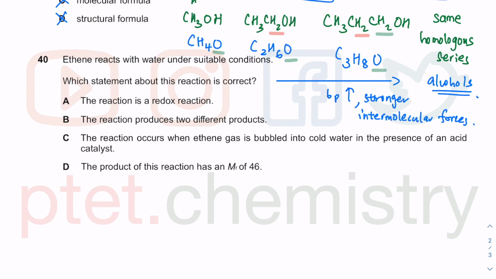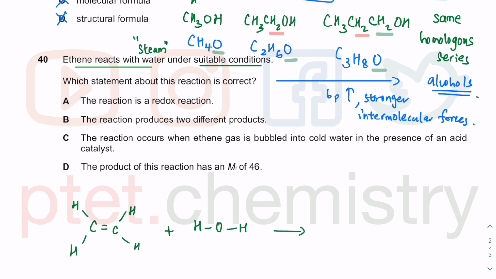Question 40, the last question in this particular paper. Ethene reacts with water under suitable conditions. A bit dodgy, because we really think about this idea of steam. We do know that ethene reacts with steam. That means your water needs to be at a very high temperature, around 300 degrees Celsius, at quite high pressure.